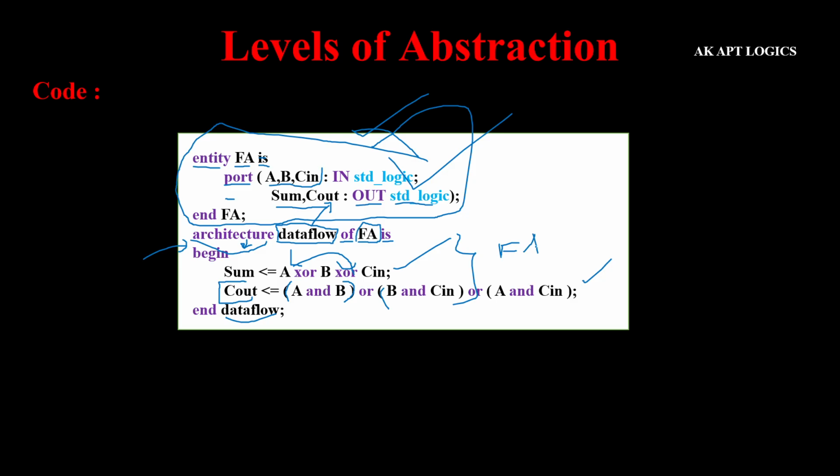Okay, here we are using Boolean expressions. In the previous class, when we discussed the behavioral model, we used the truth table. Using that particular truth table, we got the Boolean expressions of the outputs in terms of inputs. Using those expressions, we have written the code. That particular code is called the dataflow model of the full adder. Okay, this is all about the code.